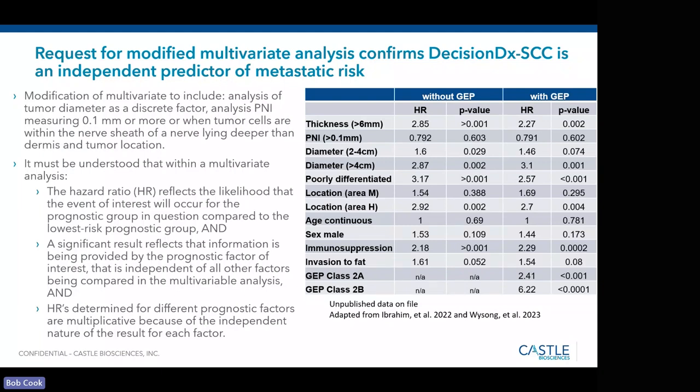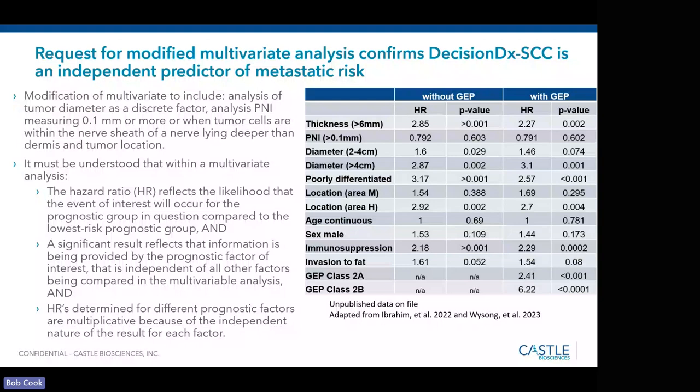I think it should also be noted that a patient who's tested due to the presence of one of the clinical factors listed would have their risk multiplied by a factor of either 2.41 if they receive a class 2A result, or by a factor of 6.22 if they have a class 2B result. What this means clinically is that the risk of metastasis for a tumor that was tested due to the presence of poor differentiation, for example, and subsequently receives a class 2B result, that patient would have a metastasis risk 16 times greater than a tumor with no concerning features. So those are multiplicative when we combine those hazard ratios for each of these factors.